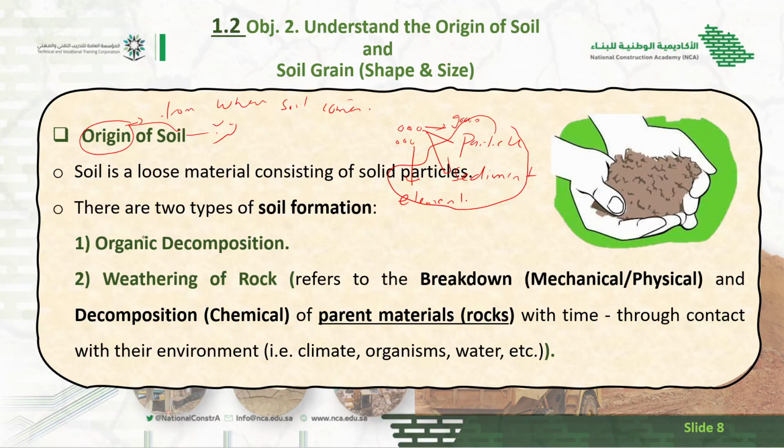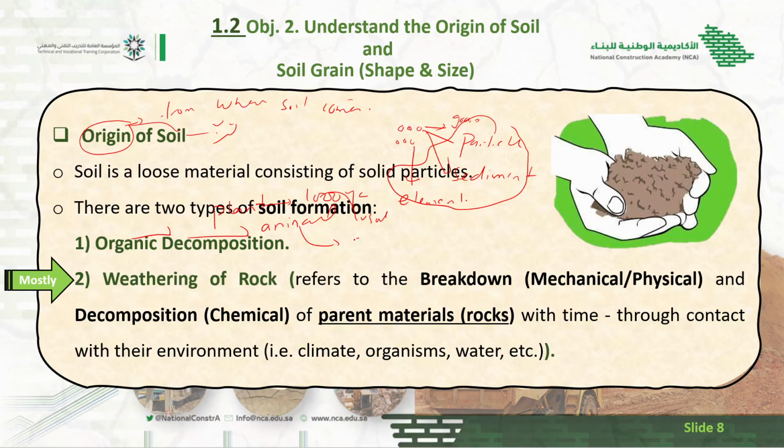Organic decomposition means the decomposition of soil by two agents. It may be by the plantation or it may be due to the animals. What does it mean? For example, thousands of years ago, if there was a tree and it broke down at that time, it is mixed with the soil and that makes soil. So that type of soil which is made from the plantation is called what? Organic soil.